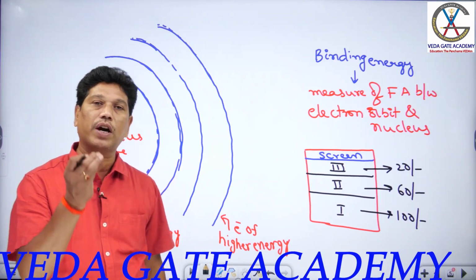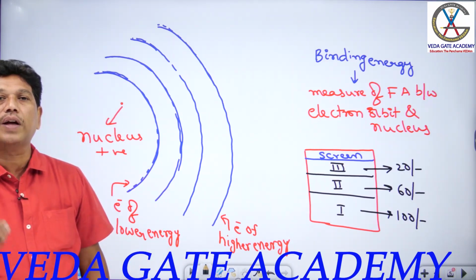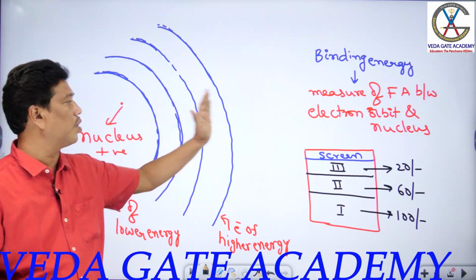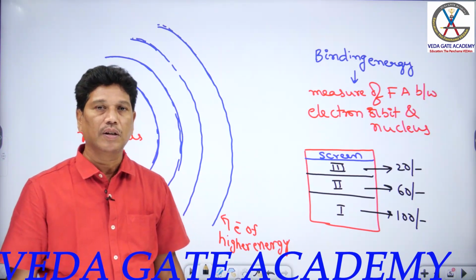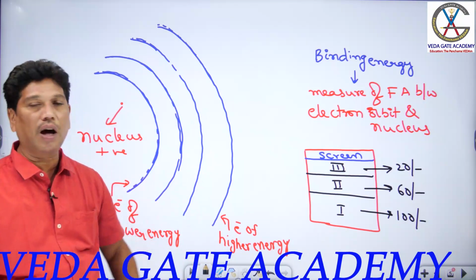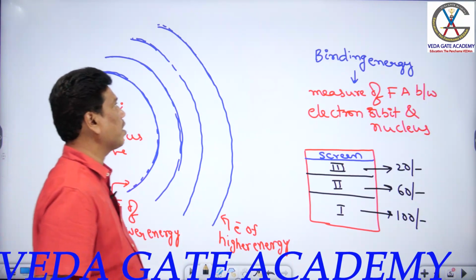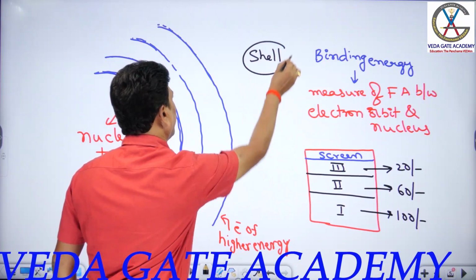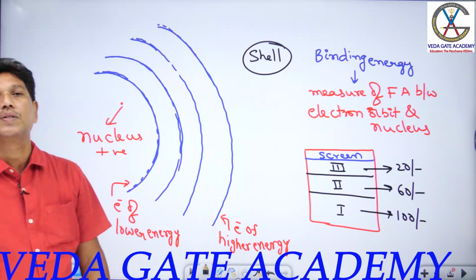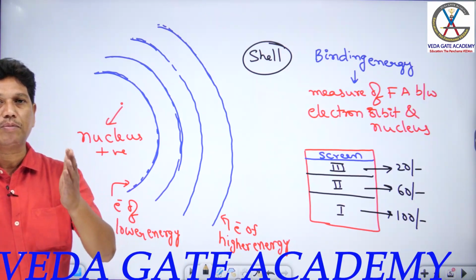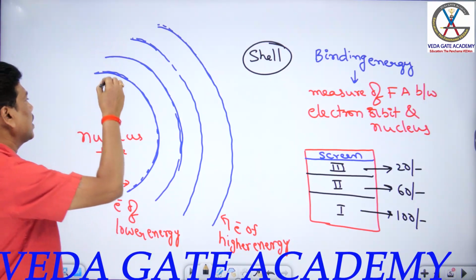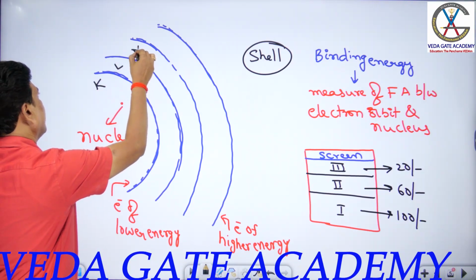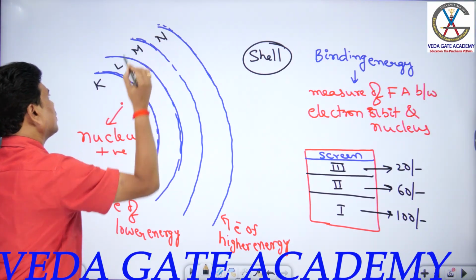All electrons do not have the same energy in a given atom. They have random values of energy. Based on that, they spin around the nucleus at different levels. All these are called energy levels, and these energy levels are simply called cells. What are the names of these cells? The cells are named K, L, M and N. There are 4 cells.